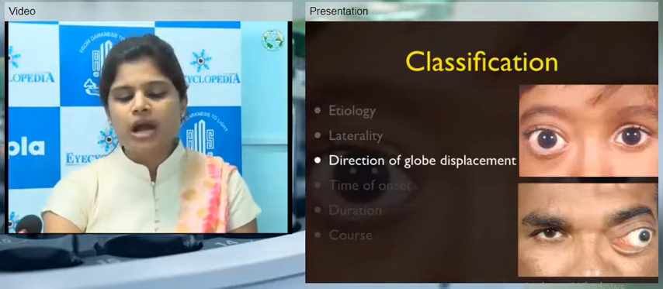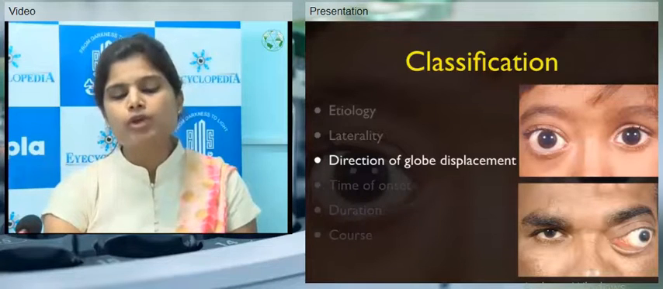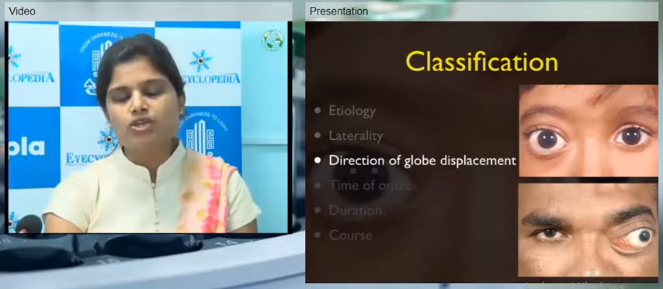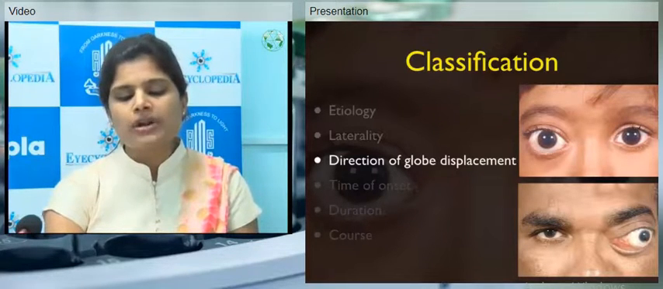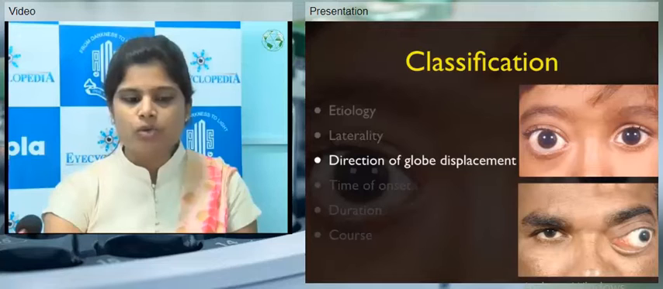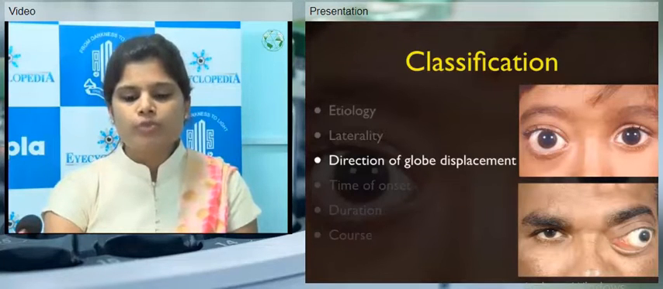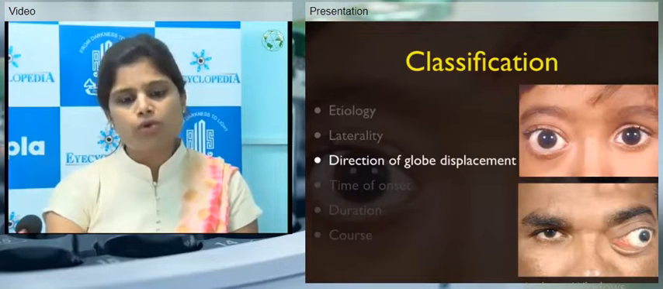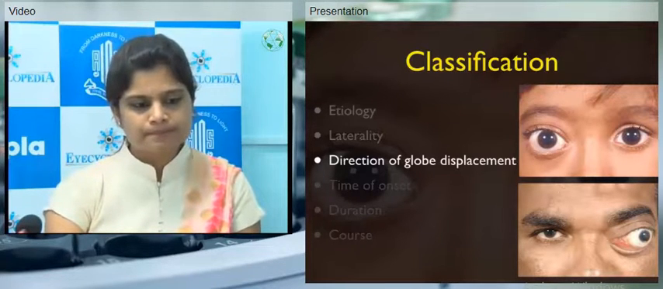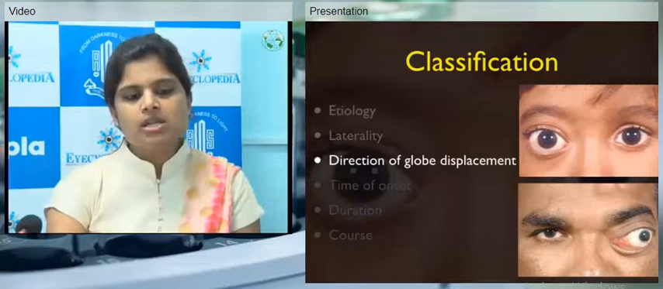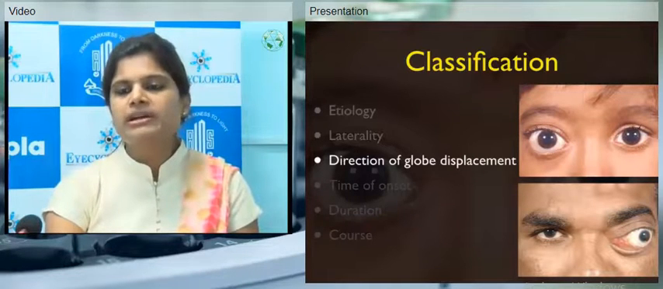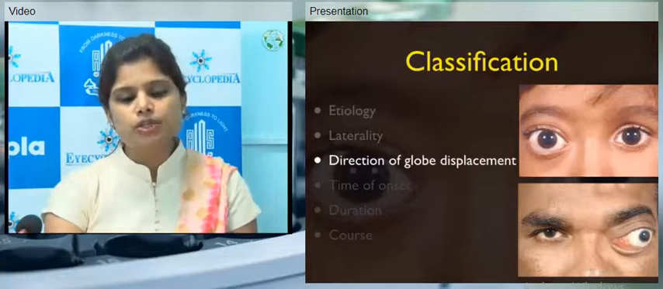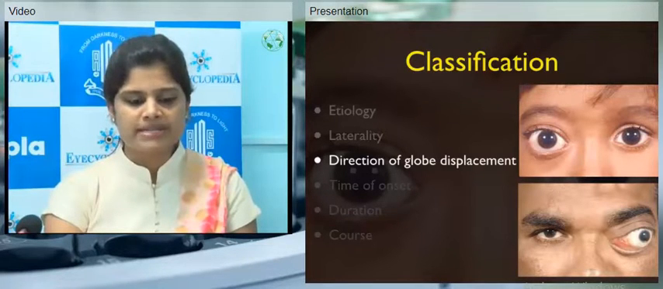And then when we come to the other quadrant, that is the inferotemporal quadrant, it can be any schwannoma that is present there or any such tumors that are present in that quadrant. So the direction of globe displacement is very, very important, which helps us to narrow down the diagnosis. In general, axial proptosis indicates a tumor in the intraconal space, and abaxial proptosis indicates that the tumor is in the extraconal space.